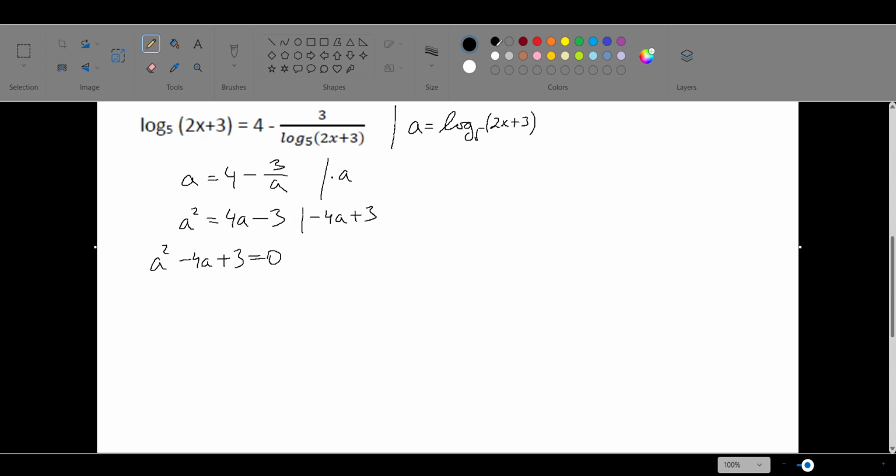I will solve this for you, but before I do so, I want to show you how you can get to the same equation by not making the substitution at the very beginning, but by multiplying this equation. Let me just write it again. Log base 5 of 2x plus 3 is equal to 4 take away 3 over log base 5 of 2x plus 3.